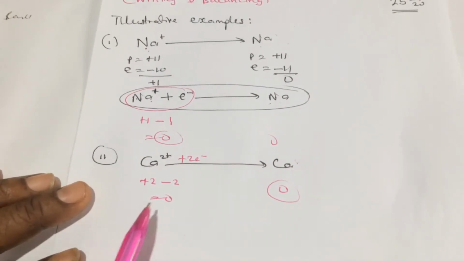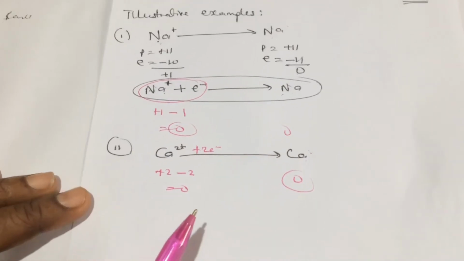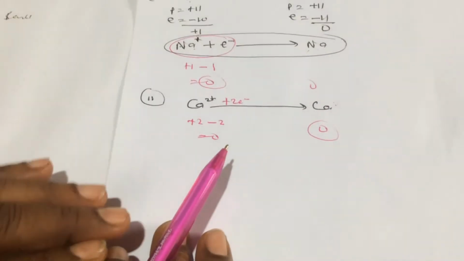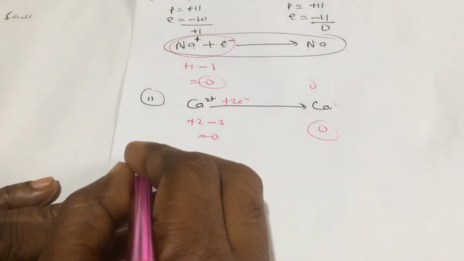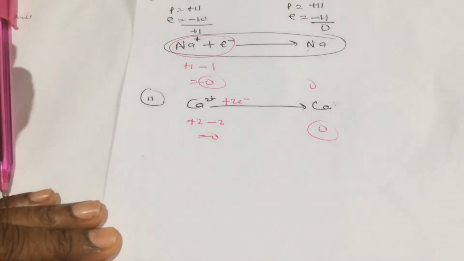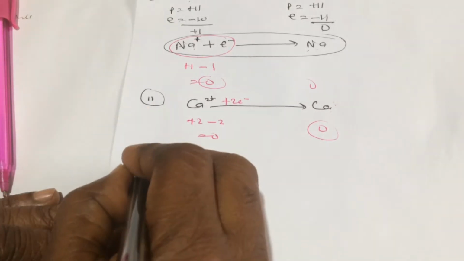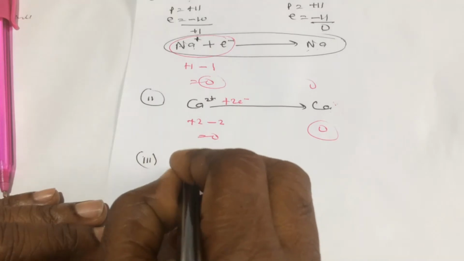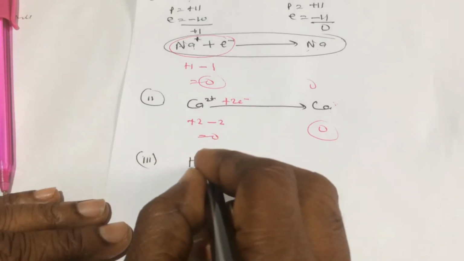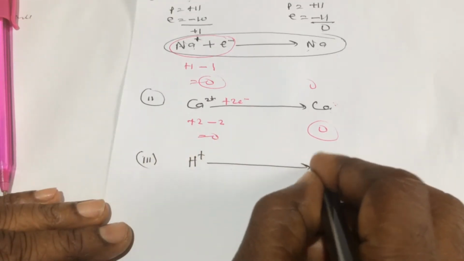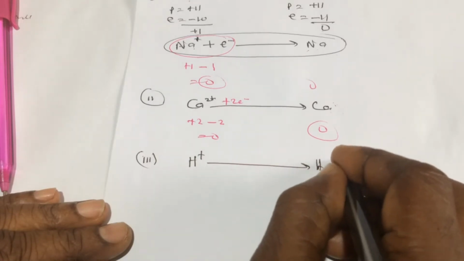So this is electrically neutral. So we'll move on to the next one now. That is hydrogen ion. Hydrogen ion, we discharge as hydrogen gas.